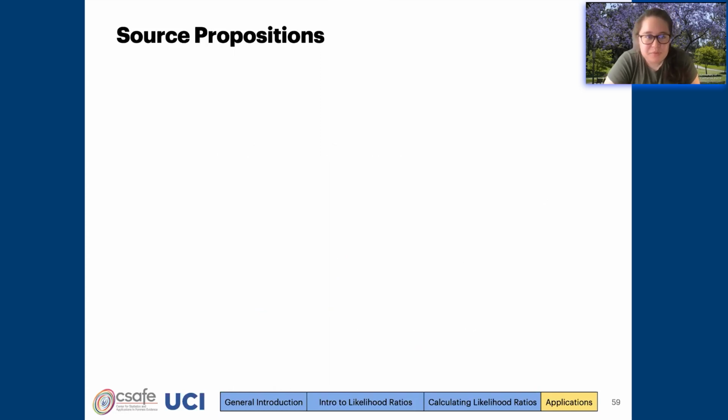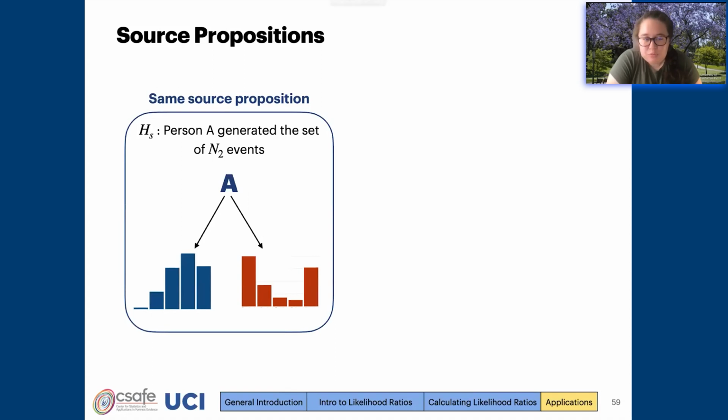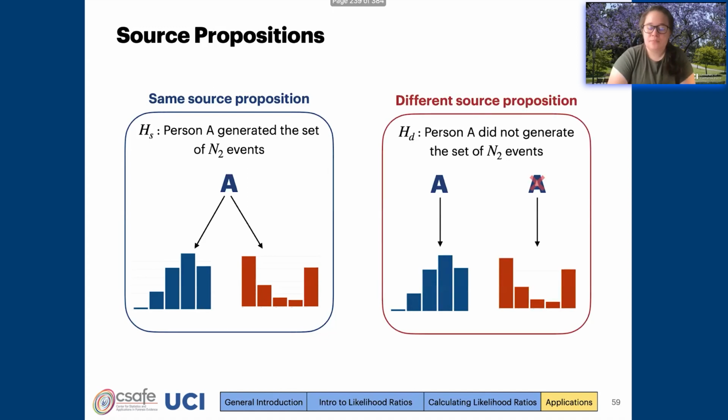So what are the source propositions now in this application? We have the same source proposition, which still looks very similar to the coin example, that person A generated the set of unknown events. So they're responsible for both of these counts. We also have the different source proposition. So this posits that person A did not generate the set of unknown source events, which were generated by somebody else.